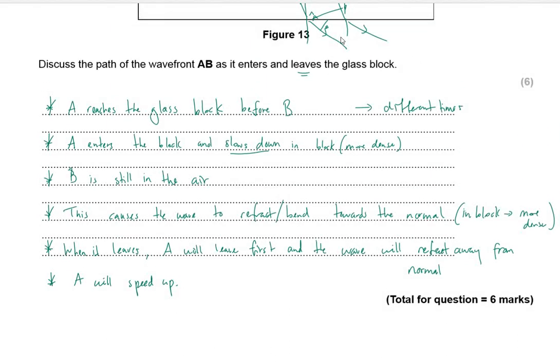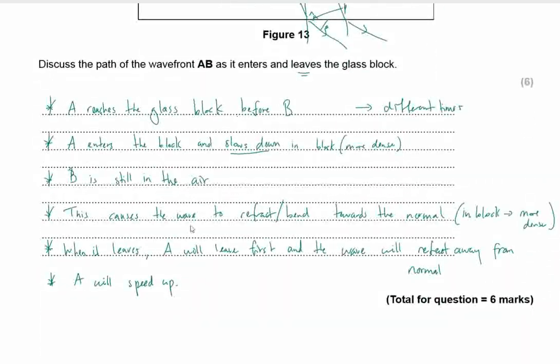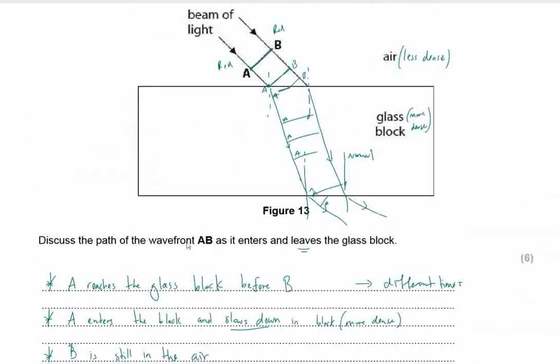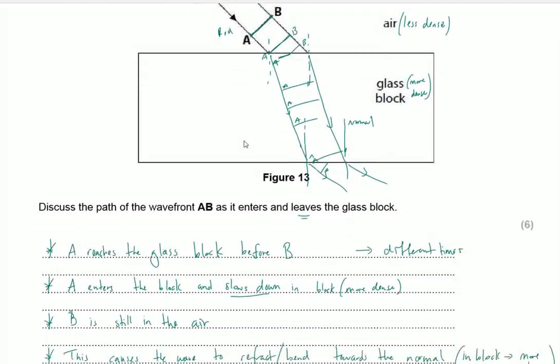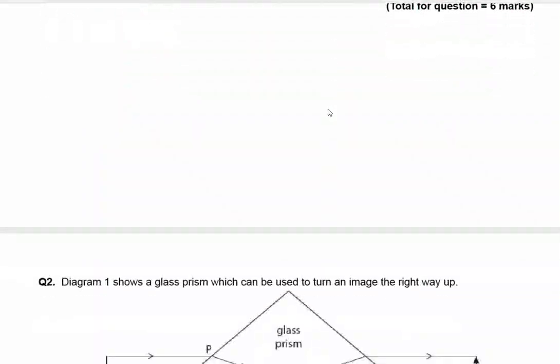So for those of you who lost marks in this case, make sure that you add this properly. As you can see, I've done 1, 2, 3, 4, 5, 6 bullet points. Okay, make sure that you write it properly, because we should be able to answer this question next time. Okay, so it's not just about refraction; it's about also A and B. Which one goes first? Which one slows down and speeds up? All right. Good. Now let's move to the next one.